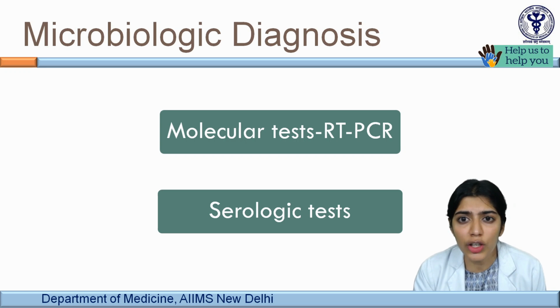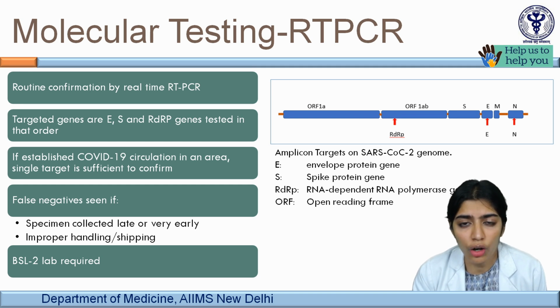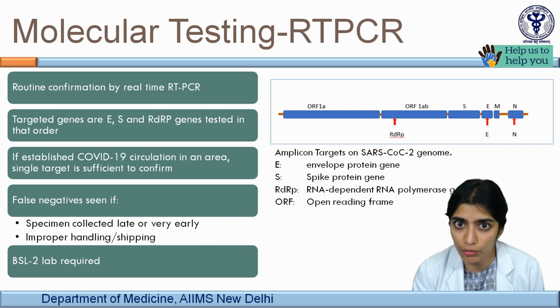So next we move on to the microbiologic tests available in our armamentarium. We have molecular tests and serologic tests. So starting off with the molecular tests, the gold standard for detection of active infection is, as we all know, the real-time reverse transcriptase PCR. Here, the genes that we target for detection in the virus are the E gene or the envelope gene, the S gene or the spike protein gene, and the RdRp gene or the RNA-dependent RNA polymerase gene. So the WHO says that if an area has known COVID circulation going on, then just detecting one of these is sufficient to make a diagnosis.